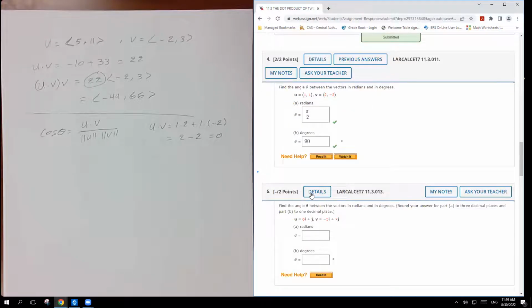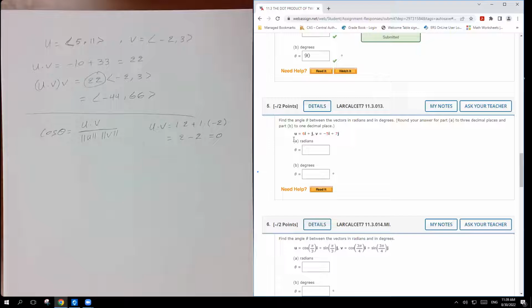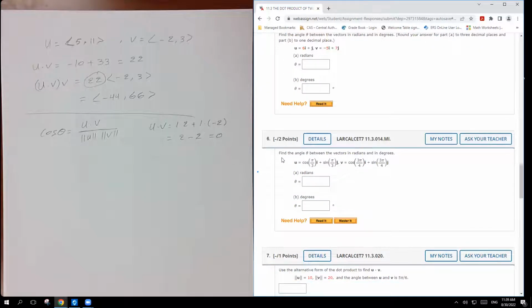Next question. The same thing with this one. They just give you different types of angles, different types of vectors, which is in standard unit vectors. Find the angle between the vectors in radian and in degree. u is going to be cosine pi over 3 i plus sine pi over 3 j. And v is cosine 3 pi over 4 i and sine 3 pi over 4 j.